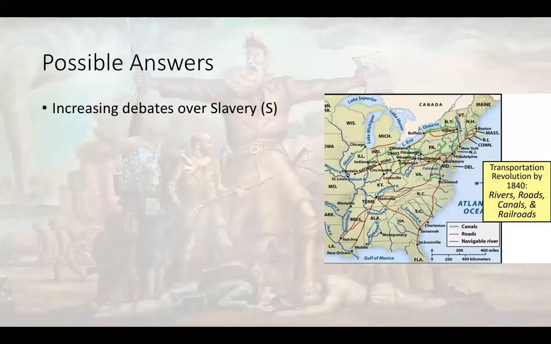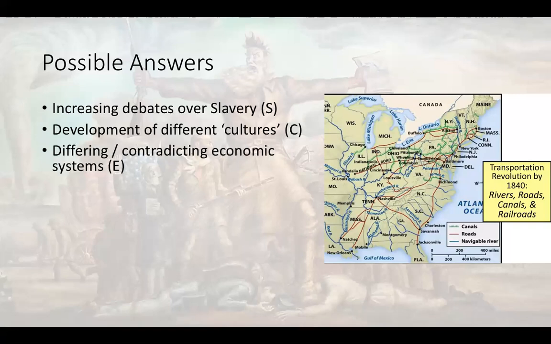And so here are some possible answers to that question, just without any sort of stimulus or documents. Let's just talk about what things come to mind. Obviously, the increasing debates over slavery, the development of different cultures in the North and the South, and somewhat the West, differing or contradicting economic systems. You have to use the word contradicting there because the two cannot, for a long period of time, coexist together. Wage labor and slavery pull opposite to one another, but that's the topic for a different day.